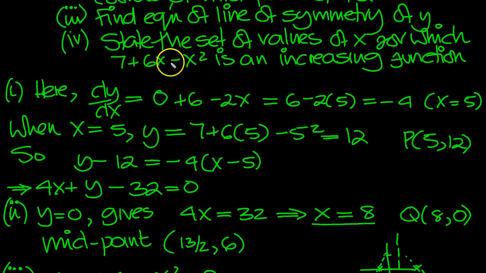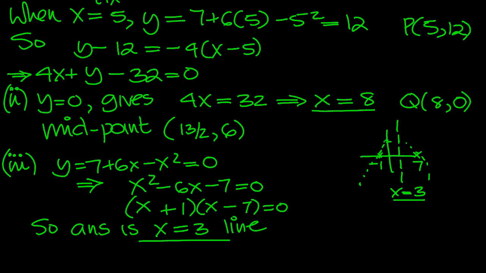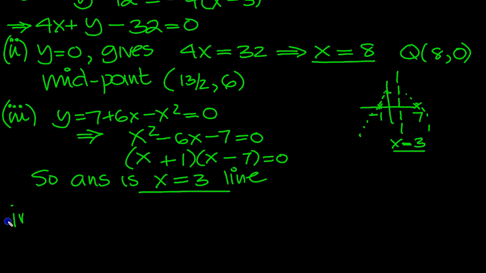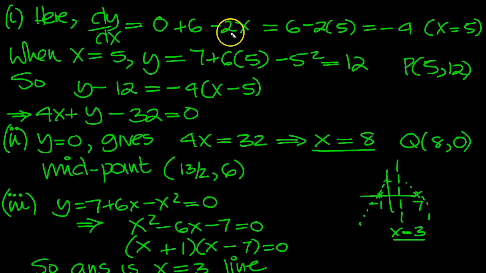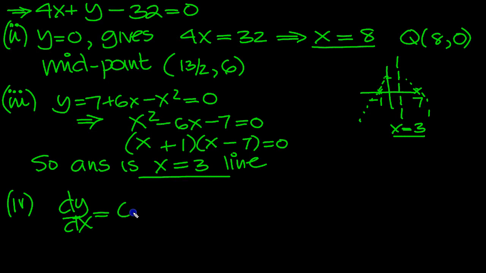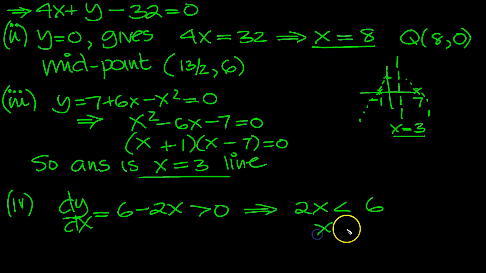State the set of values of x for which this is an increasing function. So dy dx then, when is that increasing? So basically let's write down what dy dx was from the previous question. 6 minus 2x, and basically we want to find out when is that increasing. So that implies then, move the 2x over here, read from right to left. 2x is less than 6, x is less than 3. So it's an increasing function, provided that x is less than 3. So you can see that it increases all the way up to halfway here.